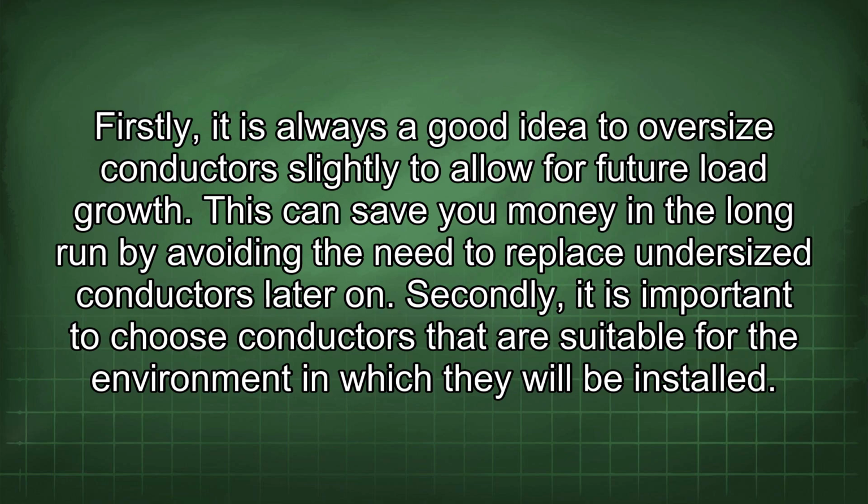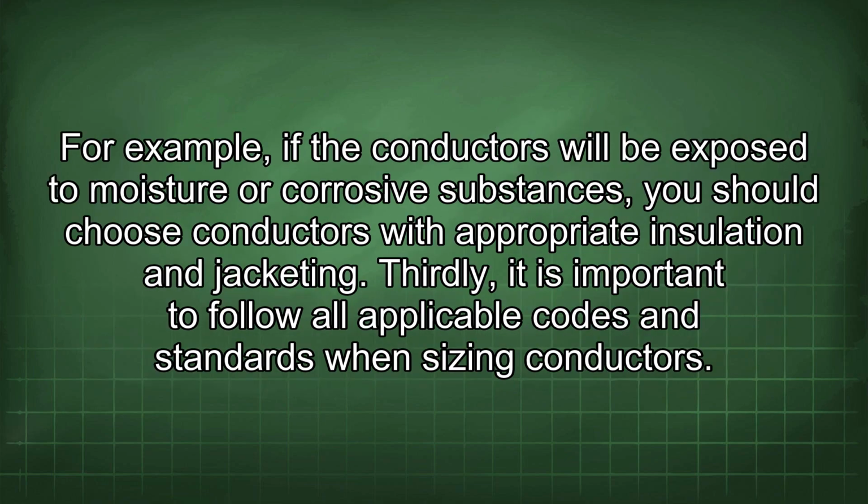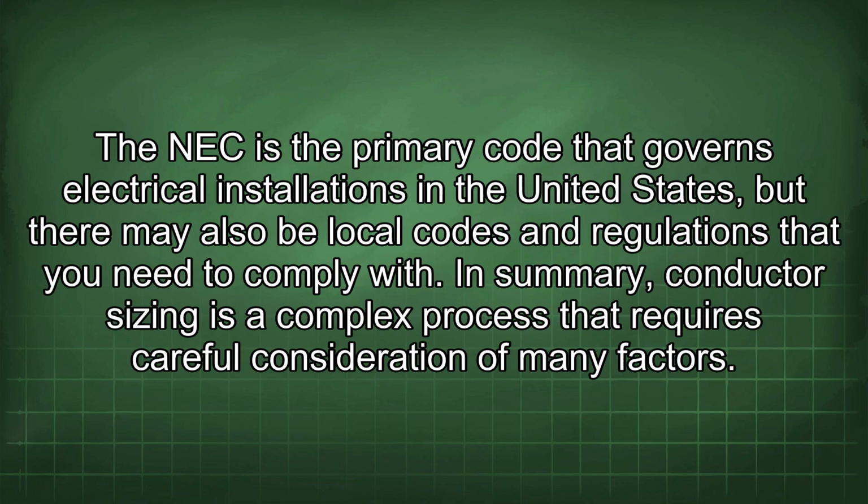Secondly, it is important to choose conductors that are suitable for the environment in which they will be installed. For example, if the conductors will be exposed to moisture or corrosive substances, you should choose conductors with appropriate insulation and jacketing. Thirdly, it is important to follow all applicable codes and standards when sizing conductors. The NEC is the primary code that governs electrical installations in the United States, but there may also be local codes and regulations that you need to comply with.